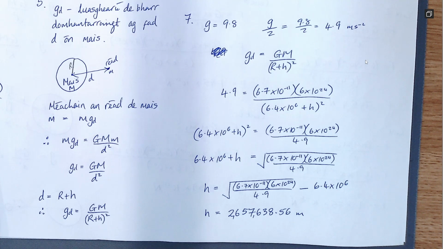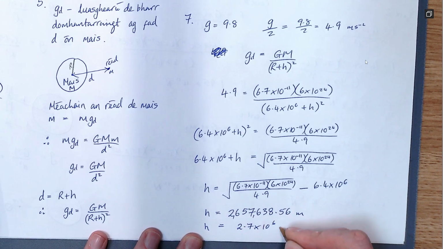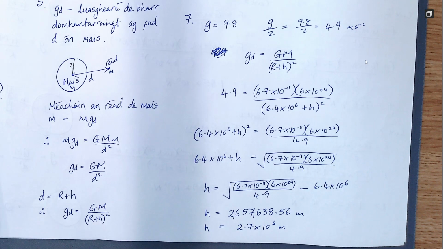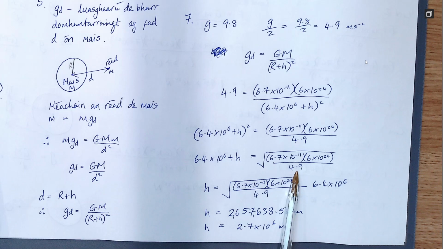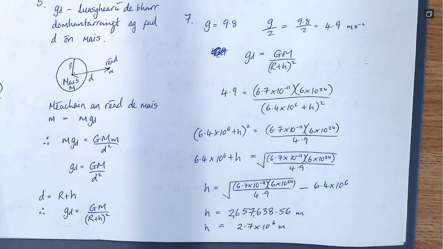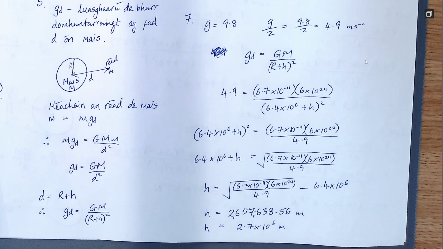Okay. Now the height is roughly 2.7 by 10 to the power of 6 meters. Now what about 1/10? You need to find the height where gravity is 1/10 of 9.8, which is 0.98. So 1/10 of gravity, 9.8 over 10, is 0.98. Just go back to the calculator and use 0.98 in place of 4.9.